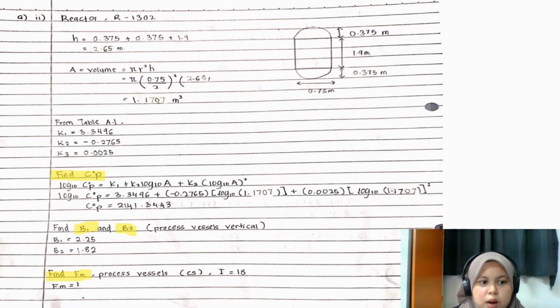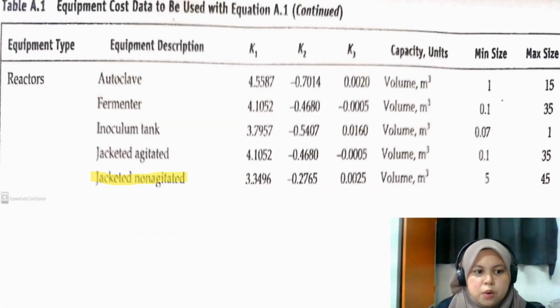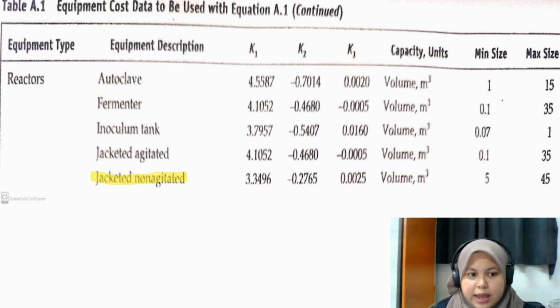Then from Table A.1 we can find K1, K2 and K3. How do we know where to find this? We can look at the table. The equipment type we need is reactor, and the equipment description is jacketed, non-agitated. So we can find K1, K2 and K3, which are 3.3496, K2 negative 0.2765, and K3 is 0.0025.